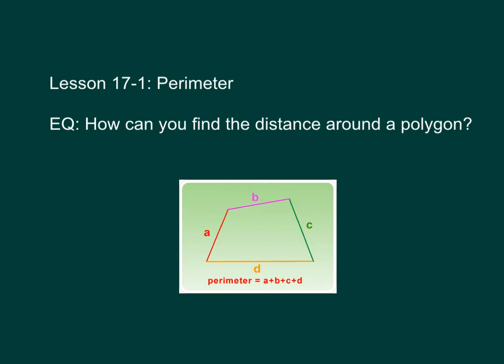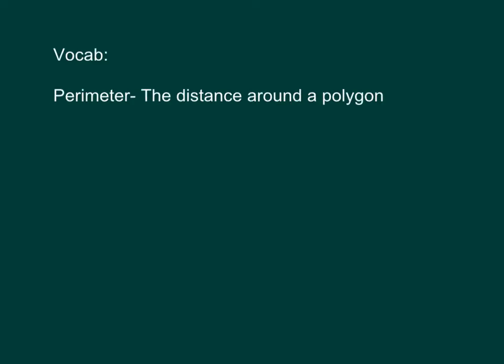This is lesson 17-1, perimeter. Our essential question: how can you find the distance around a polygon? The picture there shows a perfect example of that. They have sides A, B, C, and D, and you just add all of them up. We have one vocab word, perimeter, which is the distance around a polygon.